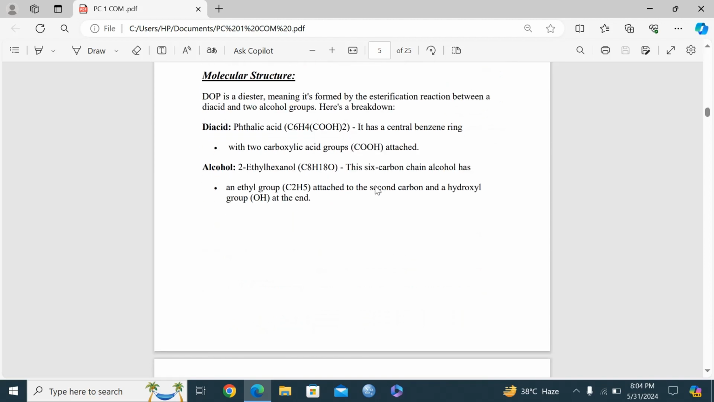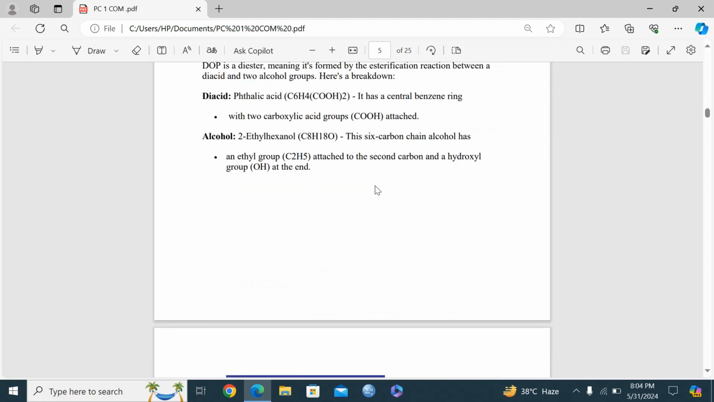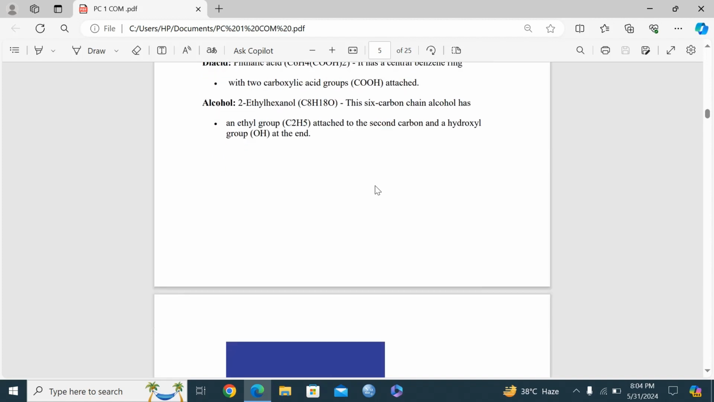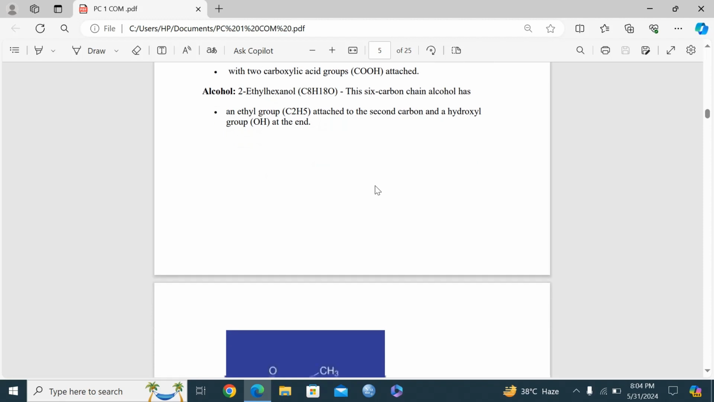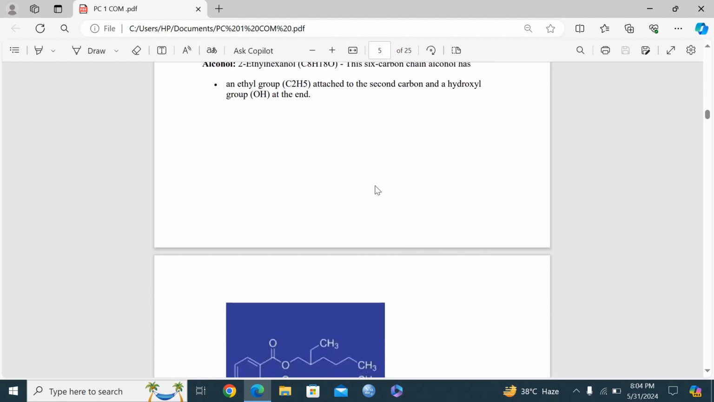Molecular structure. DOP is a diester, meaning it is formed by the esterification reaction between a diacid and two alcohol groups. Diacid: phthalic acid, C6H4(COOH)2. It has a central benzene ring with two carboxylic acid groups. Alcohol: 2-ethyl hexanol. This 6-carbon chain alcohol has an ethyl group, C2H5, attached to the second carbon.